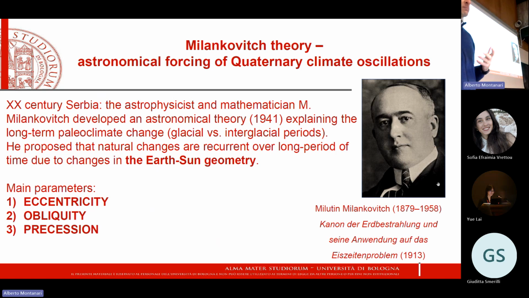He proposed that natural changes are recurrent over a long period of time due to changes in the Earth-Sun geometry, and he identified some cycles. If you look on Wikipedia, Milankovitch cycles, he indeed identified some periodicity. Notably, he explained some periodicity with changes in three parameters of the orbit of the Earth with respect to the Sun: eccentricity, obliquity, and precession.